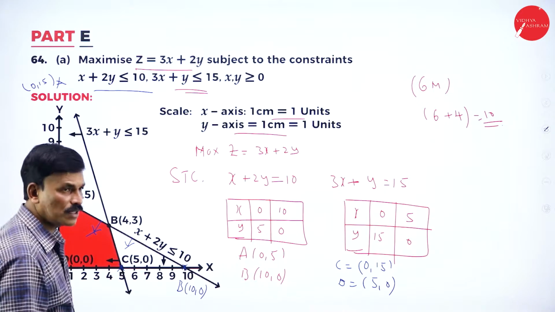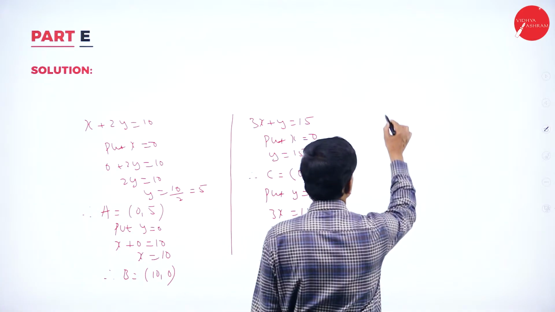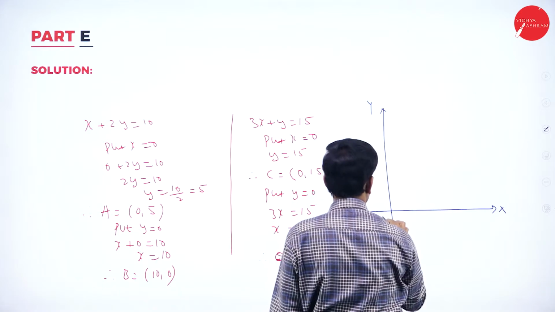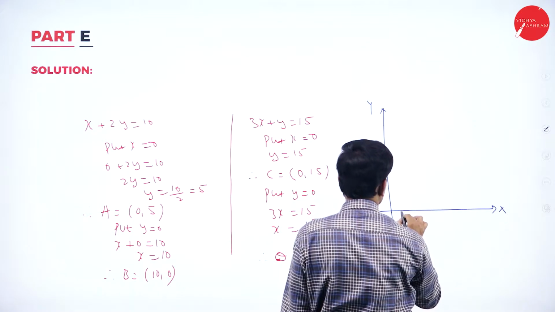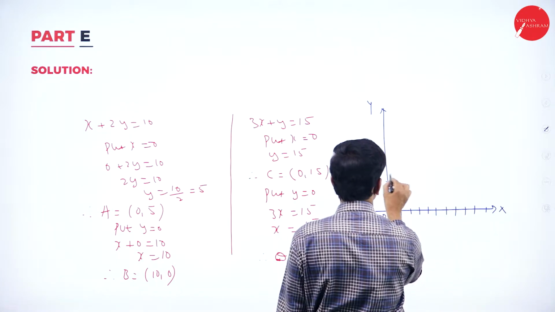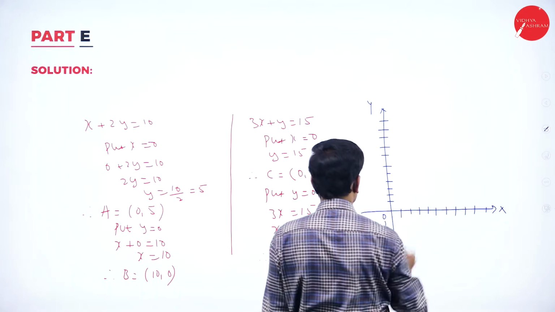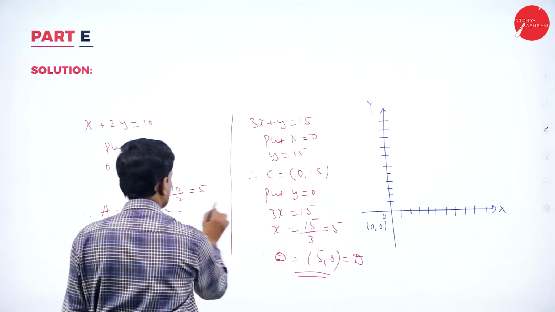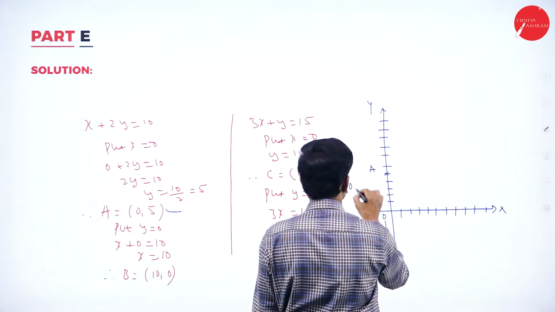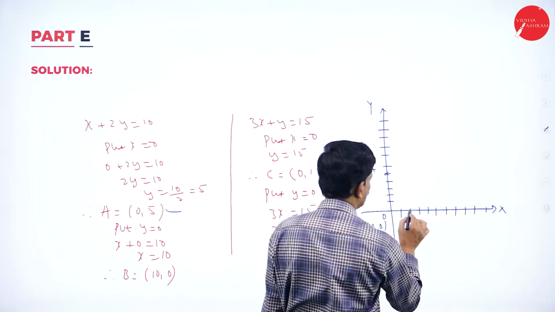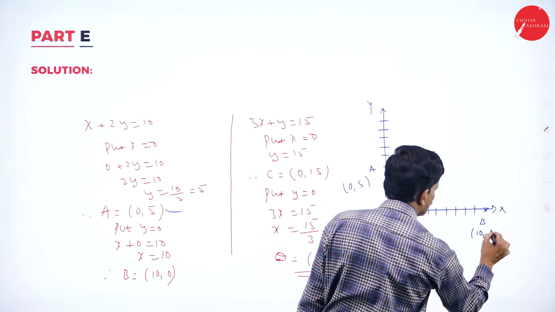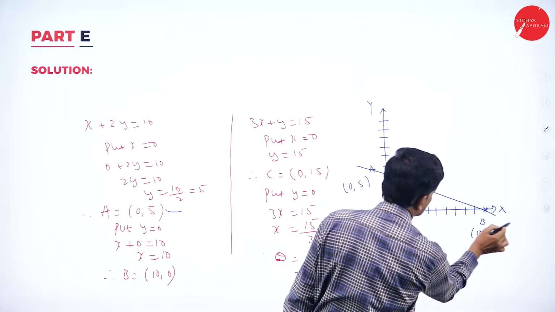Now this is the curve we are going to get. If you want, I will show it here. This is the x-axis and y-axis, 0 comma 0. Let us take 1, 2, 3, 4, 5, 6, 7, 8, 9, 10. Now what is the first point? A is equal to 0 comma 5. X is 0, y is 5. 1, 2, 3, 4, 5. This is A, 0 comma 5. And B, 10 comma 0. 1, 2, 3, 4, 5, 6, 7, 8, 9, 10. This is B. So you can draw a straight line like this.